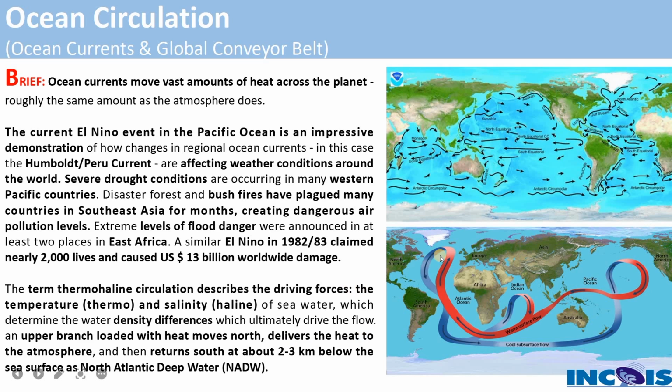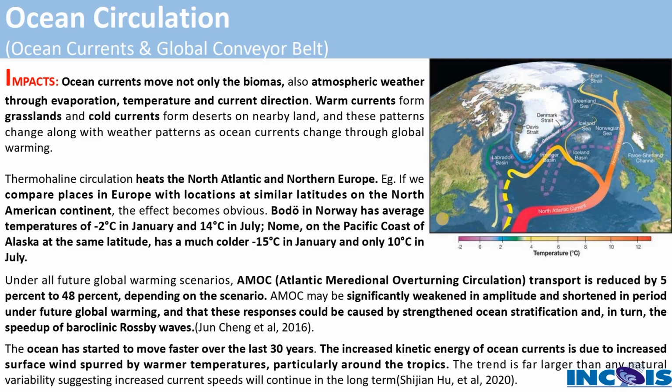And it returns from below the sea surface, around 2 to 3 kilometers deep, as a North Atlantic deep water mass, right? So what kind of impacts can we see because of the changes in the ocean currents? These currents not only move the biomass but also affect atmospheric weather patterns through changes in evaporation, temperature, and current direction, right?